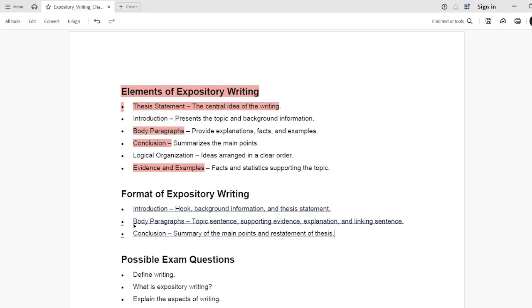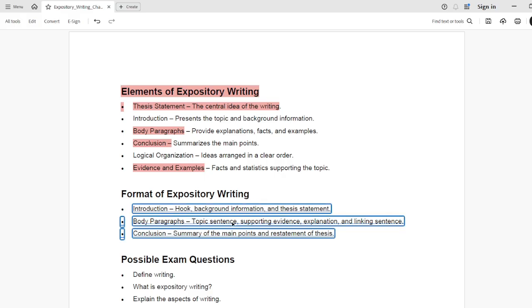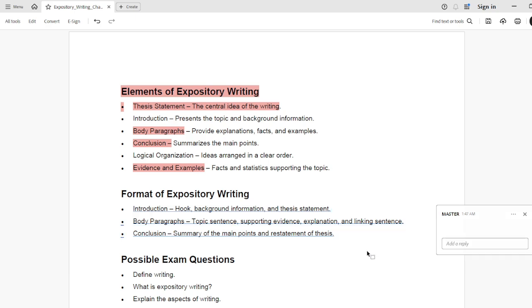The next part is the body paragraph. Body paragraphs can be 1, 2, or 3, depending upon the essay length. It starts with the topic sentence. Topic sentence means the first line of each paragraph is known as a topic sentence. Supporting evidence, you have to add some personal examples, explanation, and linking sentence as well. Conclusion is the last paragraph.